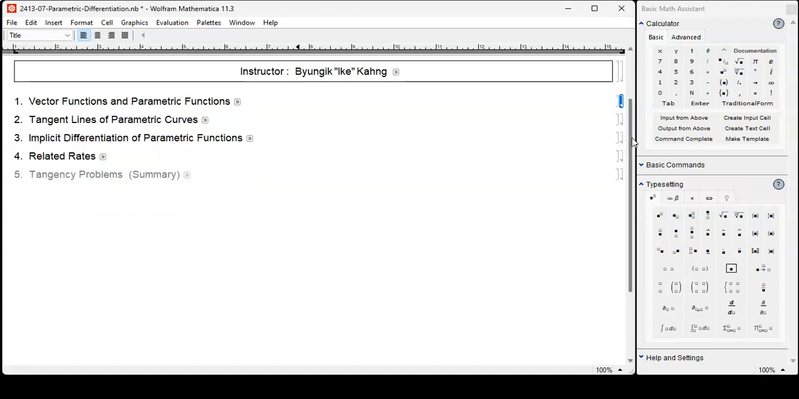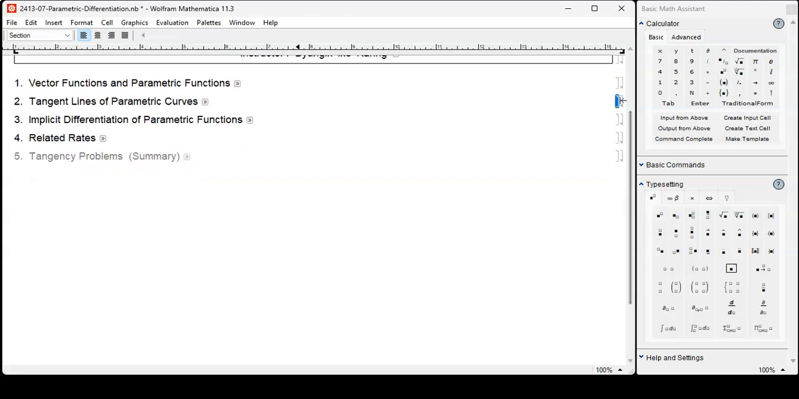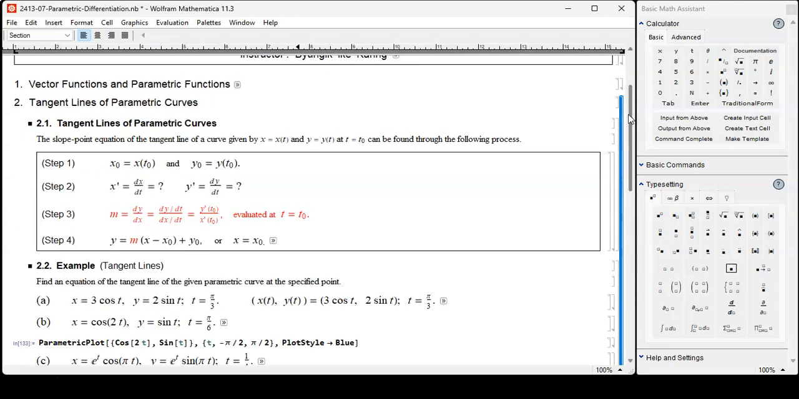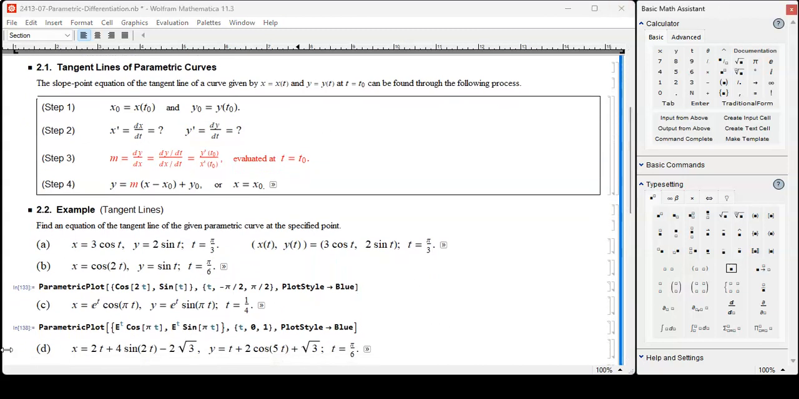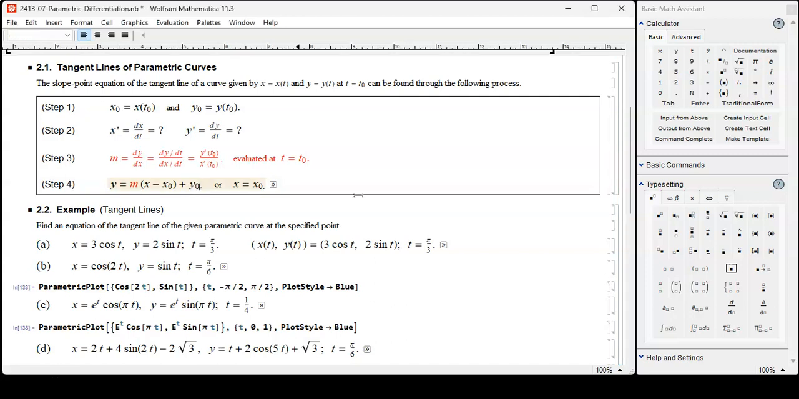Now, for parametric curves, let's consider tangency problems. And it goes like this. Remember? What we want is this, the slope point equation of the line. Y equals m, the slope, x minus x0 plus y0. x0 and y0 are easy to find. Just plug in t0 into the function x and function y. That's going to give me x0 and y0. No problem there. The slope is a problem.